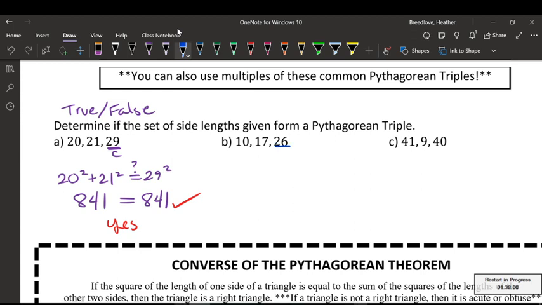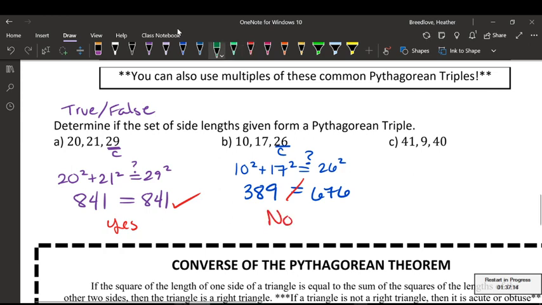10, 17, 26, so 26 must be C. Does 10 squared plus 17 squared equal 26 squared? That's what we're trying to figure out. So we have 10 squared plus 17 squared. Hold on. It's 389. Does 389 equal 26 squared, which is 676? Well, clearly it does not equal, so this is no.